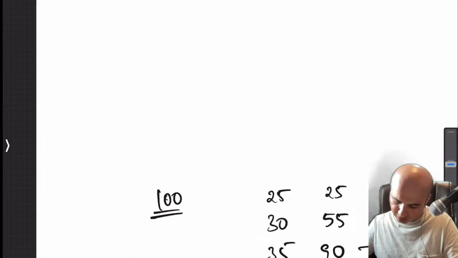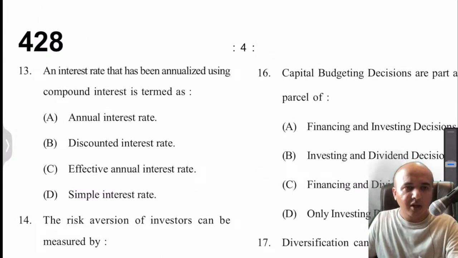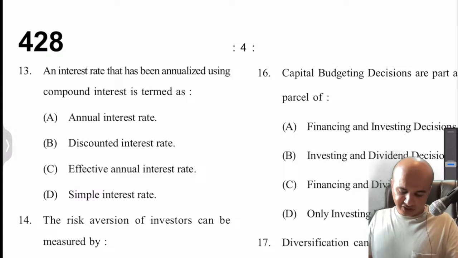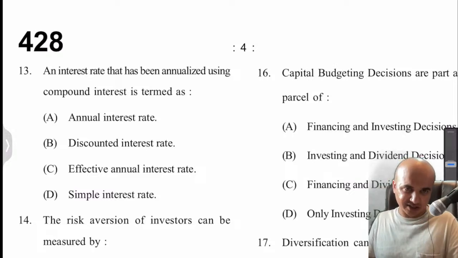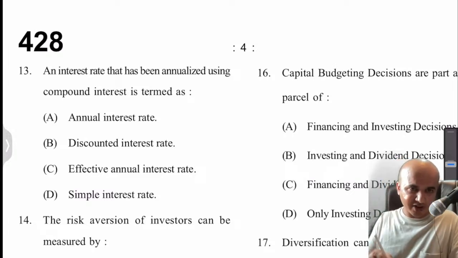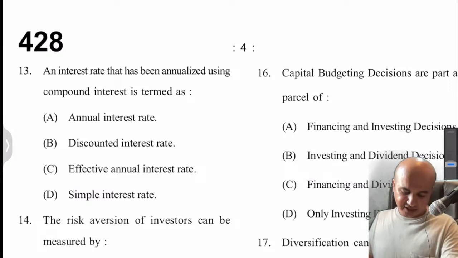We looked at the 12th question now. Let's look at question number 13. An interest rate that has been annualized using compound interest is termed as dash. This is very easy because we have already solved a problem based on the exact same question. We solved a practical problem based on this question earlier. So now the same question is asked again, but a theory question is asked. So let us look at it.